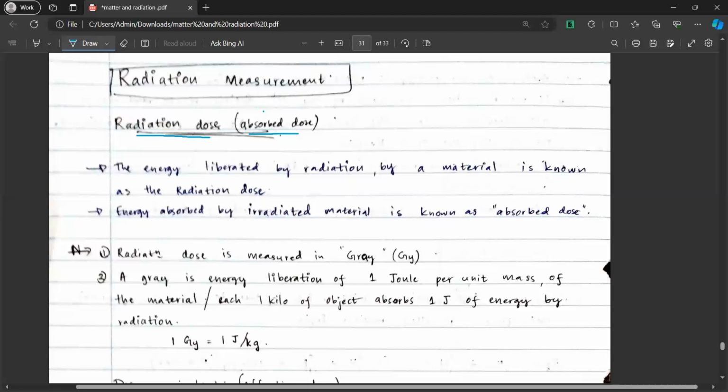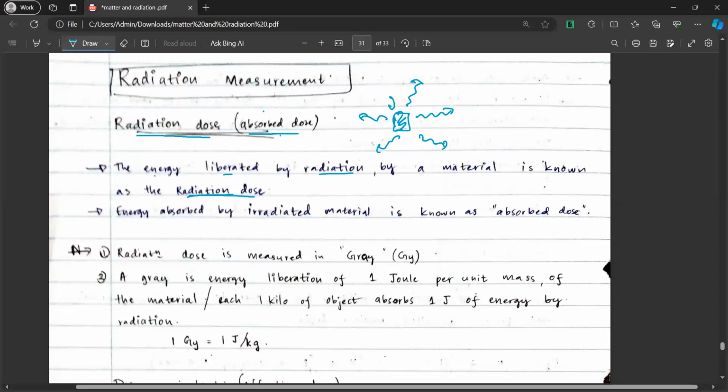So the radiation dose means the energy liberated by radiation by a material is known as the radiation dose. So that's the simple definition. Now, when we have a radiating body, that will radiate radiation, right? And it is energy. So that energy released by this material, we call it the radiation dose.